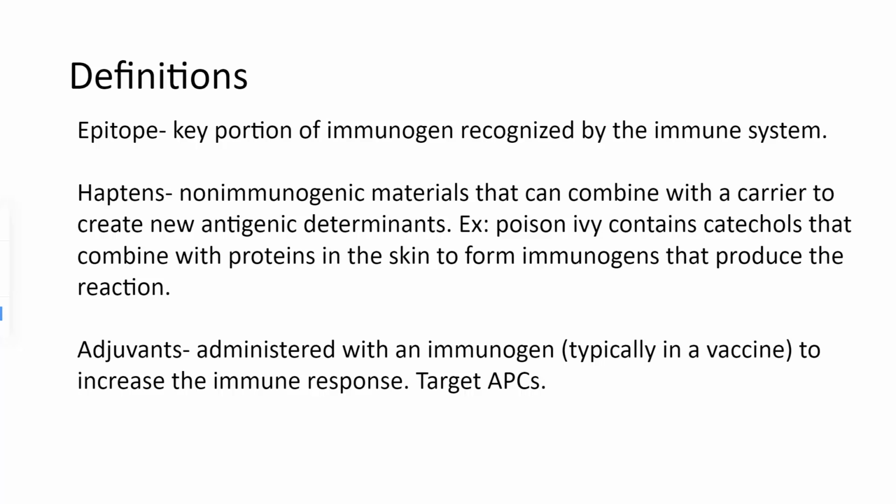Adjuvants are administered with an immunogen, typically in a vaccine, to increase the immune response. Adjuvants are going to stimulate or target antigen-presenting cells. Antigen-presenting cells are then going to mount a huge reaction in the presence of the adjuvant compared to if the adjuvant wasn't there. So it really just makes vaccines a bit more effective. It makes antigen-presenting cells more excited to see that vaccine immunogen coming in, and then it will mount a more significant controlled response so that we get a good amount of antibody protection later on.